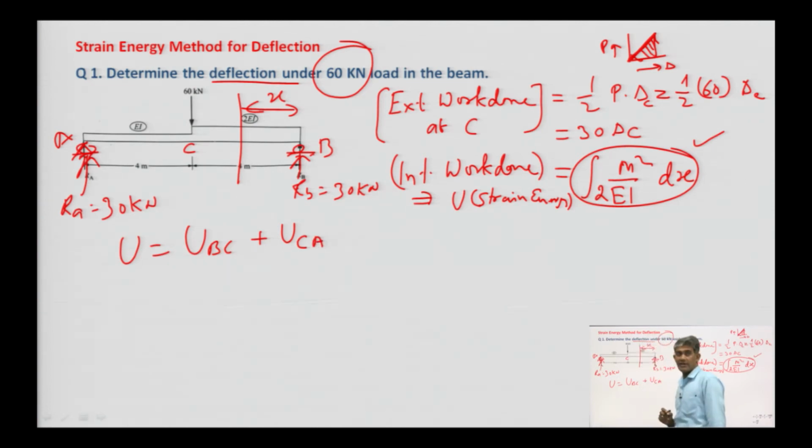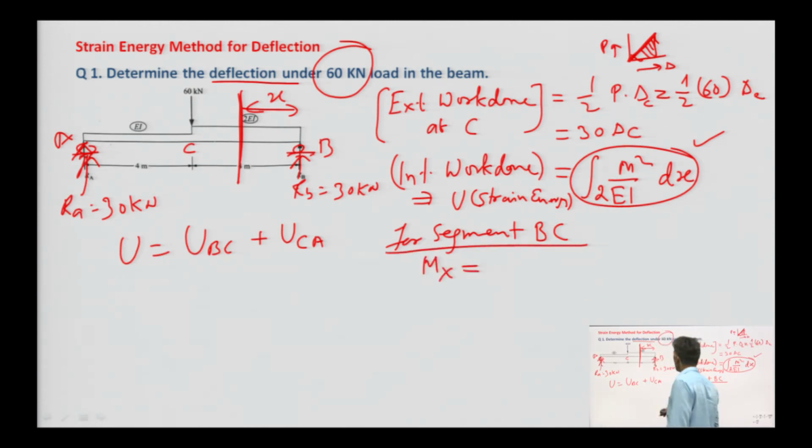For segment BC, let us consider this section. At this section, what will be the value of Mx? For segment BC, the value of Mx is 30 into x, taking anti-clockwise as positive.